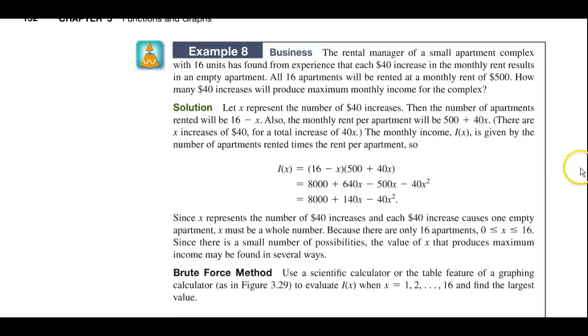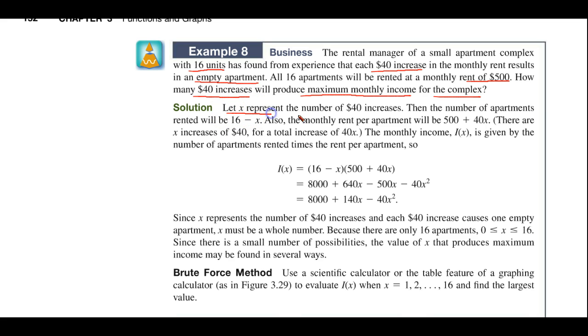As we look at this business model of example 8, here a rental manager of small apartment complexes with 16 units has found from experience that each $40 increase in the monthly rent results in an empty apartment. That is, somebody may not want to rent at the higher price. All 16 apartments will be rented monthly, currently at $500 a month. How many $40 increases will produce maximum monthly income for the complex?